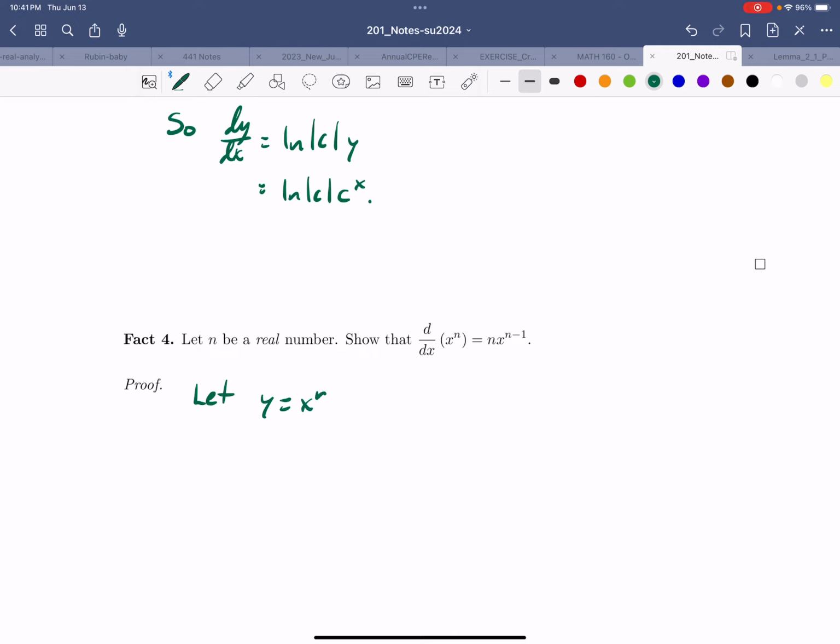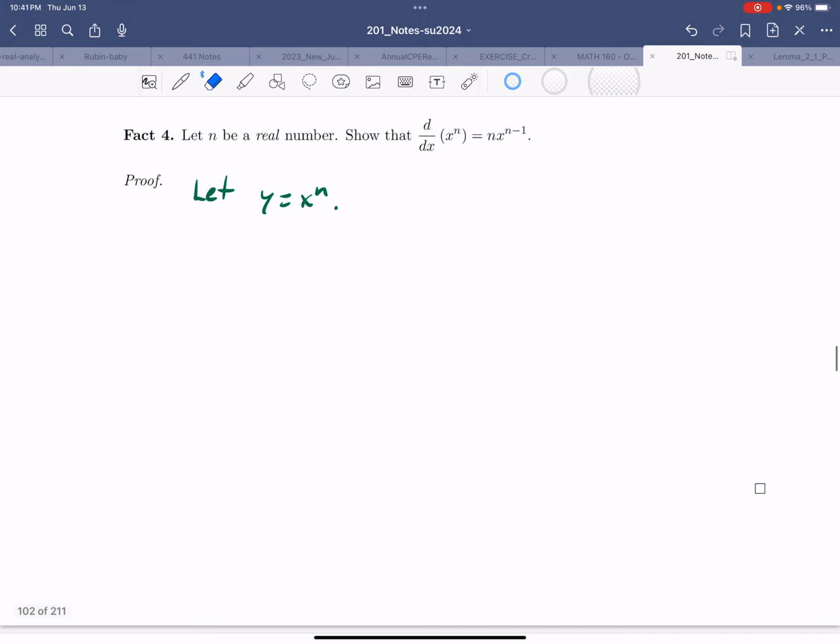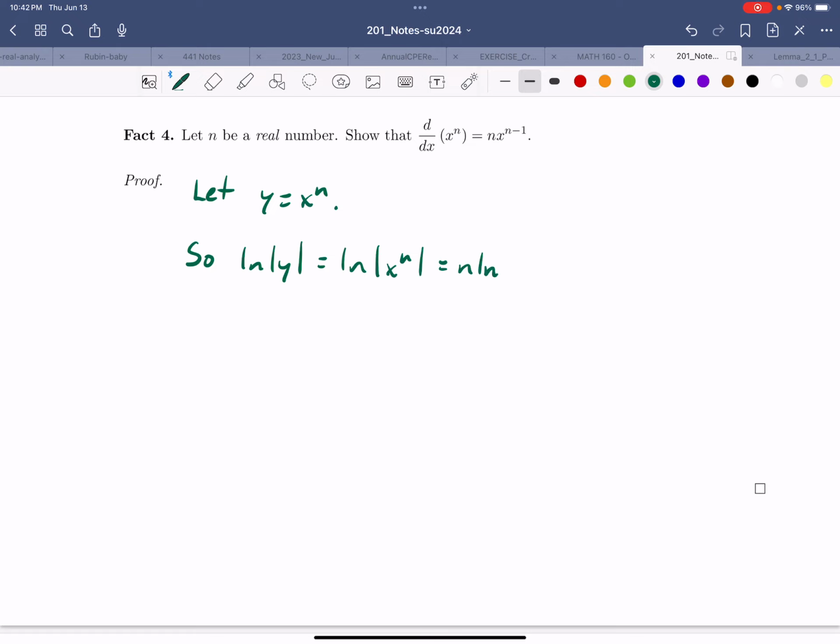Let y equal x to the n. So ln of y equals ln of x to the n, which equals n times ln of the absolute value of x. Remembering n is a constant, we're going to have 1 over y dy over dx. Implicitly differentiate. And then remembering that n is a constant, that's going to give us n times 1 over x.